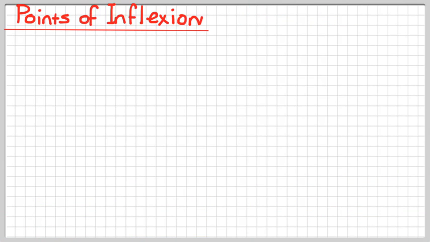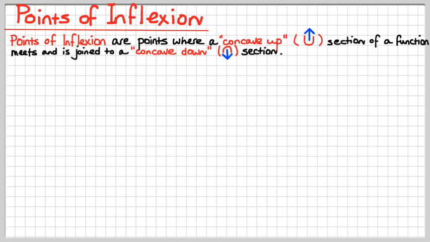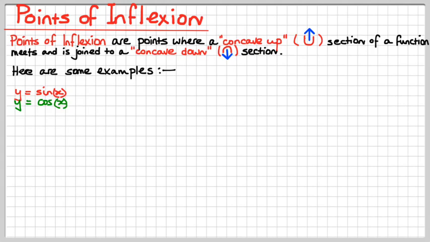Okay, points of inflection. Now, what are these beasts? They are points where a concave up part of a curve of a function meets and is joined to a concave down section. Here are some examples. We've got y equals sine x, y equals cos x, y equals tan x, y equals x cubed, y equals x into (x plus 2) times (x minus 2), and y equals x cubed into (x minus 2).